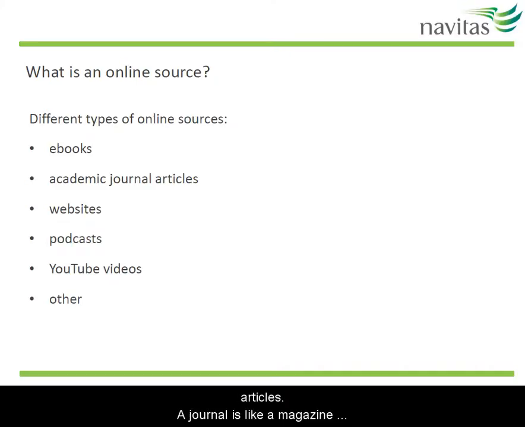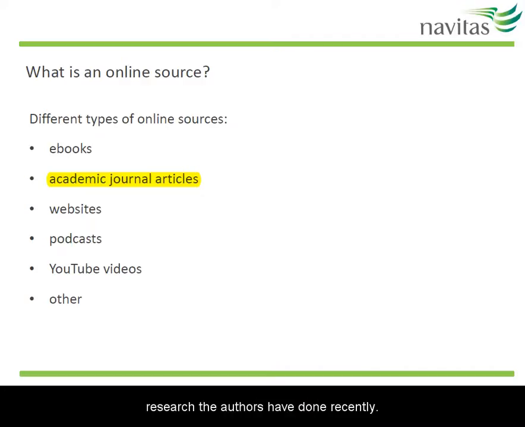A quick word about journal articles. A journal is like a magazine of academic research. There are lots of different journals on lots of different academic topics. A journal is published several times a year, and each issue contains a number of articles. Each article is written by different authors, and the articles are mostly about research the authors have done recently.